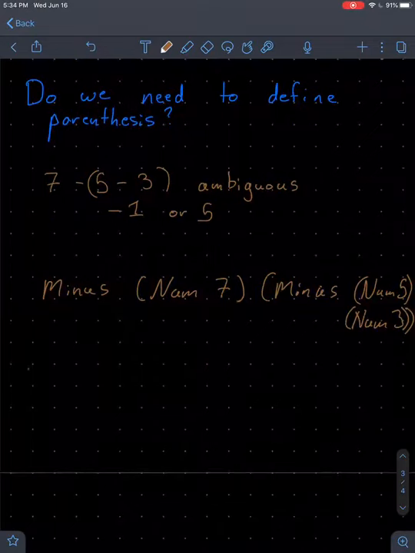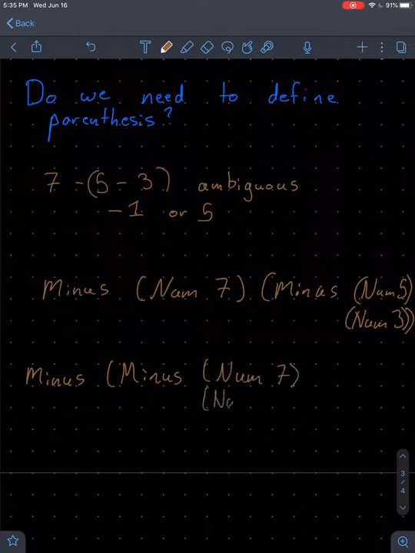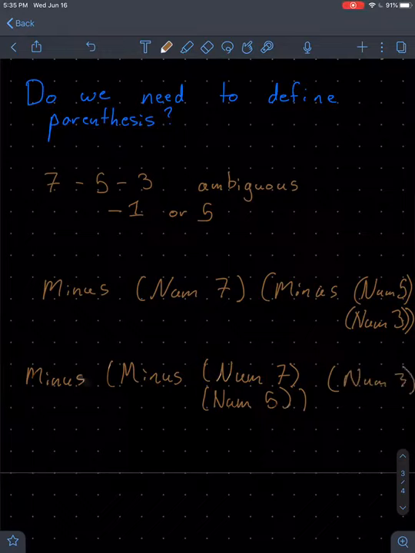Or I could write the other way: minus, then another minus, num7, num5. That's where the parentheses are on the other way, so they're grouped here. And then num3 on the outside. Okay, so just to highlight what's going on there.